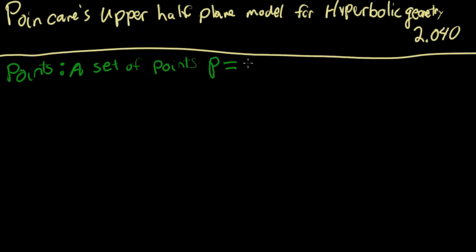is equal to, and it's represented this way. It's represented x comma y such that y is greater than 0. And this is why we call it an upper half-plane model.